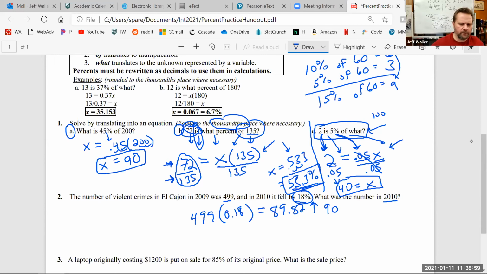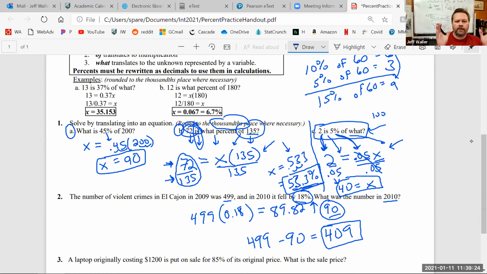So pretty cool with this so far. Why is that not the answer? Well, there were 90 crimes in 2010. Good job. Because what do I have to do now? You have to find the difference. Yeah. So it was 499. It changed by this much. Missed it by this much. So now it should be 409 in 2010.